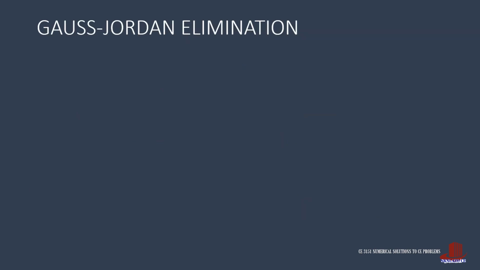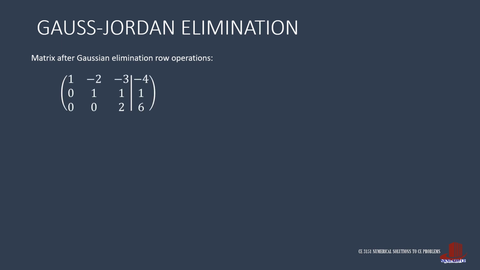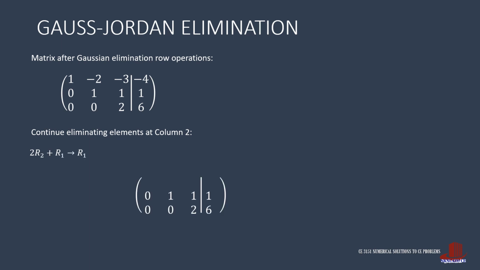Now let's solve the system using Gauss-Jordan elimination. Since Gauss-Jordan is just a continuation of Gaussian, we continue zeroing out the rest of the matrix's elements and leave only the main diagonal form. From the upper triangular matrix, we continue eliminating element 1, 2 by using the row operation twice of row 2 plus row 1 as the new row 1.